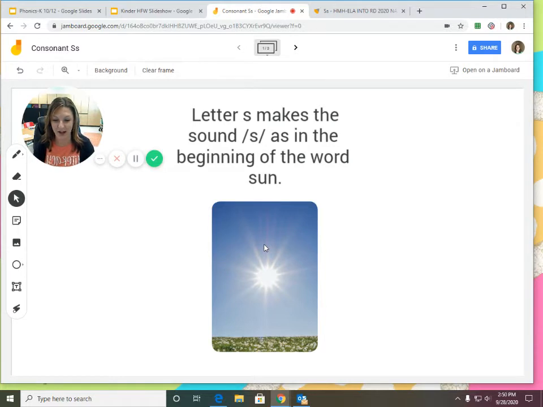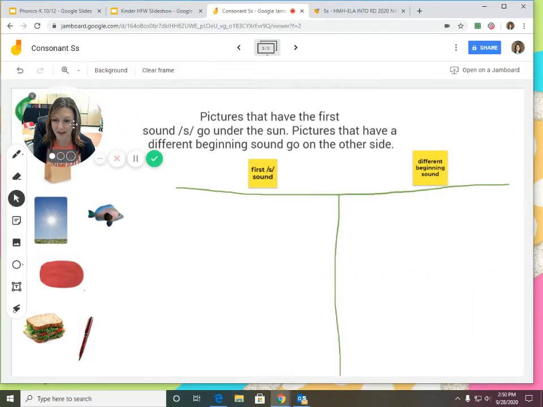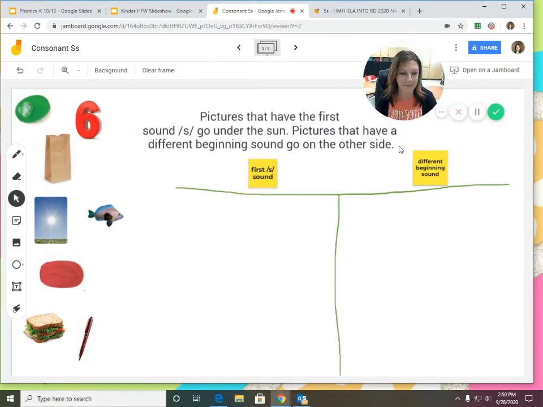Good job. So as we look on our page, today we're going to be looking at the letter S and listening for that sound at the beginning of a word. S. Okay? So today our goal is to be sorting pictures by their beginning sounds. Here we go. You're going to be my helper. I'm going to move my picture right there so you can see me and you can still see all the things on the screen.